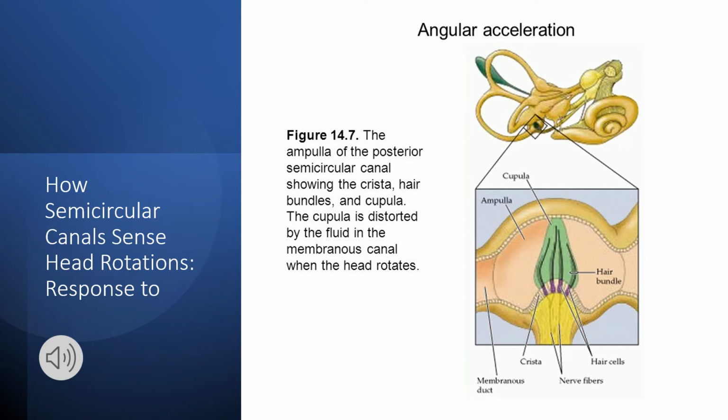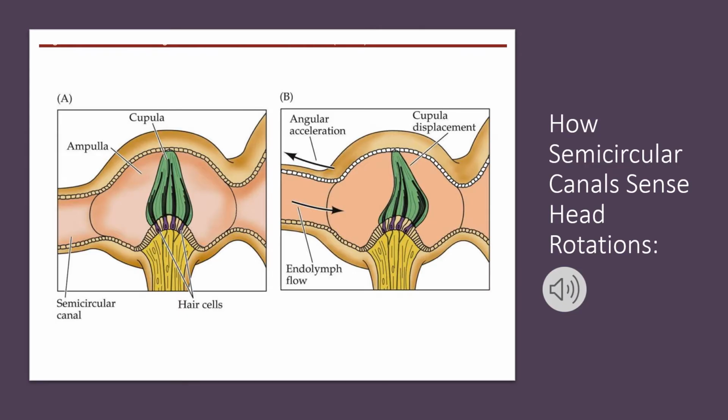The ampulla also houses sensory epithelium containing the hair cells called the crista. The hair bundles extend from the crista and into the cupula. The semicircular canals are only excited by rotations that accompany head tilts, while the otolith organs are excited by head tilts and translational movements of the head.